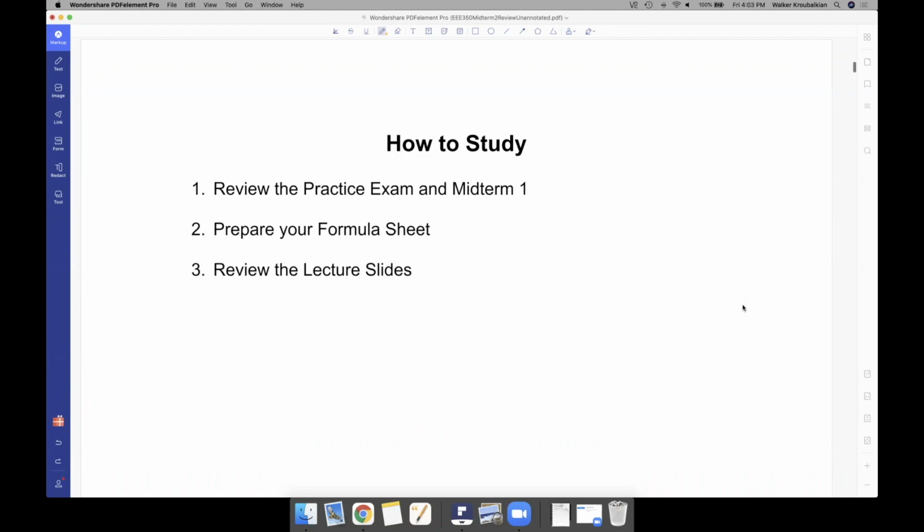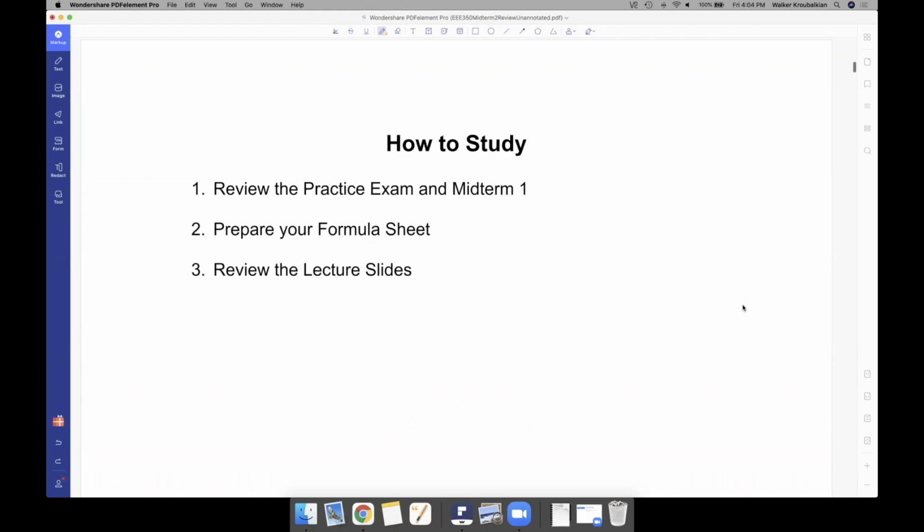First, review the practice exam. If you look at the first exam, it was very similar to the first practice exam. You can probably expect something similar for this exam. Also review the results of your first midterm. If you made any mistakes, make sure you figure out what you did wrong so you don't repeat them on this exam. The material in this course is very cumulative, so we're going to be dealing with the same sort of topics, although they'll be a little more technical in this exam.